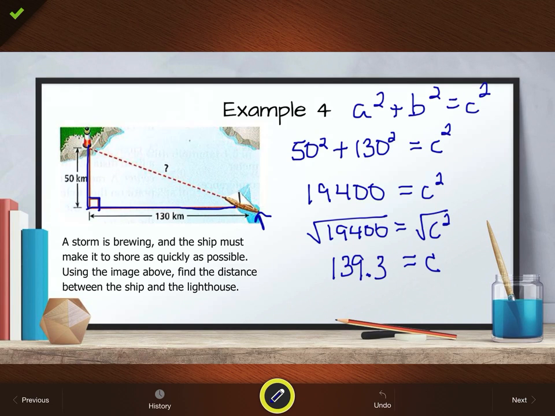Okay, so the distance between the ship and the lighthouse, because that's what they asked us to find, the distance between the ship and the lighthouse is 139.3. And since they told me, I'm going to put my units kilometers. Okay, so that's a decent distance. 139.3 kilometers. Okay. Just a real-world application of the Pythagorean theorem.